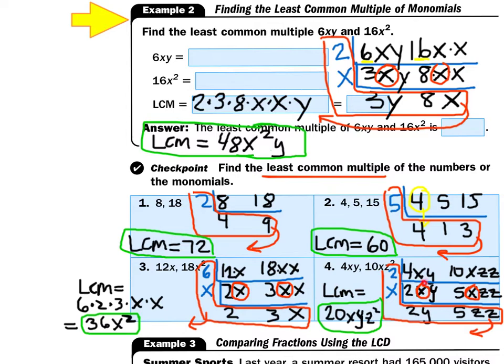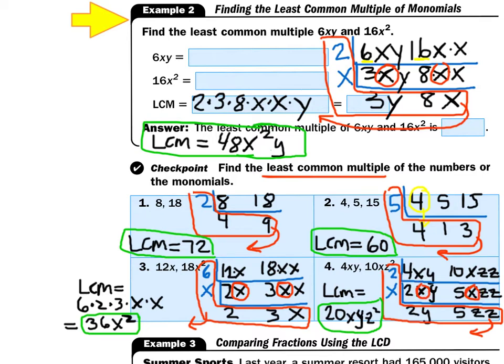Okay, take a look at number 4. I have 4xy and 10xzz. So I start with the 4 and the 10, and I divide the 2 out. So 4 divided by 2 leaves me 2. I drop the x down, drop the y down. 10 divided by 2 gives me 5, and then I drop the x and the 2 z's down. And now I'm finished with the 2 and the 5, but I notice that they have an x in common.